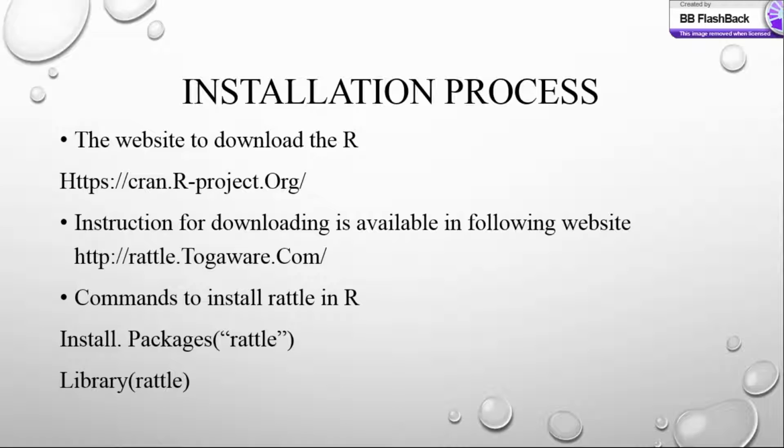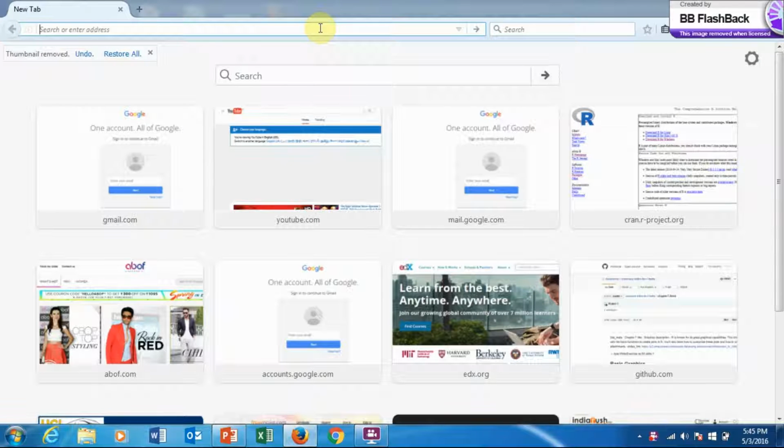To install Rattle, first we need to download R for Windows. R can be downloaded from the website cran.rproject.org. Instructions for downloading are available on a website called rattle.togware.com. There are mainly two commands to install Rattle in the R programming language: install.packages of Rattle, and next, library of Rattle. Now I am going to show you how to download R for Windows.